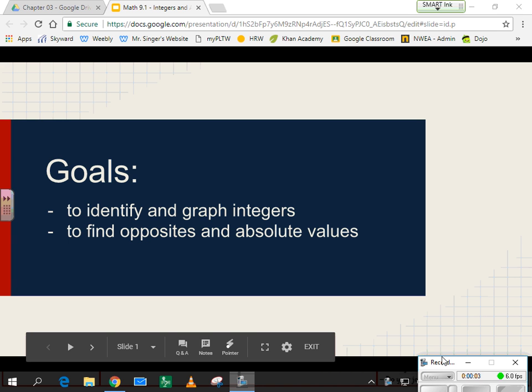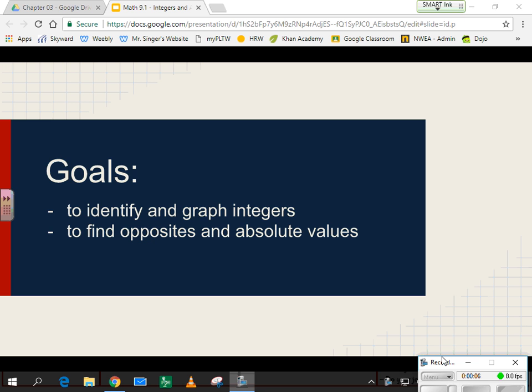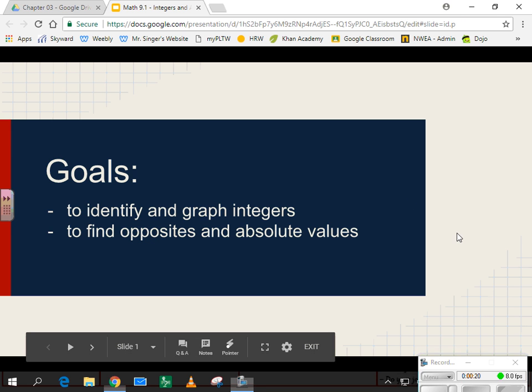Okay, let's get started with our new chapter. Our first lesson is going to be following these two goals. We're going to identify and graph integers on number lines and find opposites and absolute values, probably some new vocabulary. Okay, now that you got today's date and page number written down, let's move on.